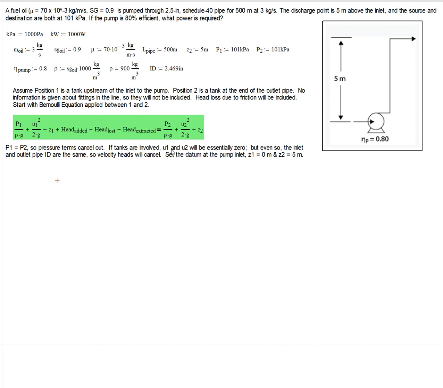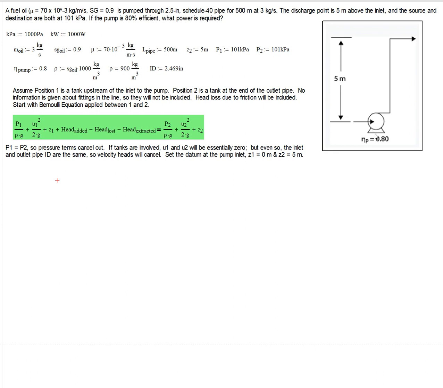If tanks are involved, if we had a tank at the inlet and a tank at the outlet, then the velocities at those positions would be 0. But even if we were just limiting ourselves to what's going on in the pipe, the inlet and outlet pipe IDs are the same, and because we have incompressible flow and steady state, the velocities are the same. I didn't say that explicitly, but in all these problems we should be assuming steady state and incompressible flow for liquids. So the u1 squared over 2g and the u2 squared over 2g are going to cancel out.